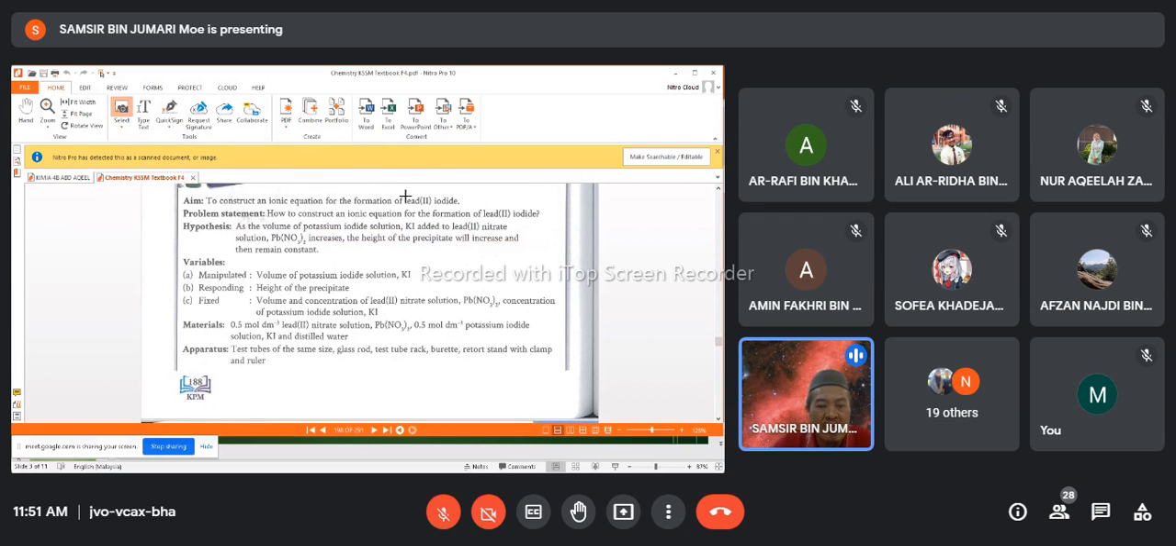The formation of lead(II) iodide is between the lead(II) ion and the iodide ion. So we have to determine the number of moles of lead(II) ion and iodide ion in this reaction. The lead(II) ion is provided by the lead(II) nitrate solution, and the iodide ion is provided by the potassium iodide solution.